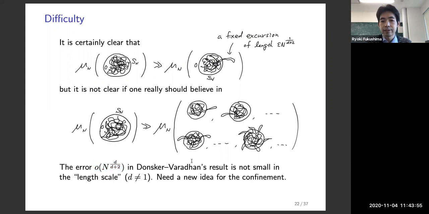So in summary, whatever you have to prove in order to show confinement is on a much smaller scale than this error term in the Donsker-Varadhan asymptotics. So therefore, we need some new idea for the confinement. It's really not possible to prove this kind of length scale result by using Donsker-Varadhan's result that is in the volume scale.